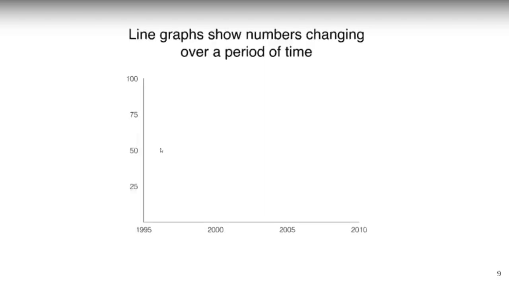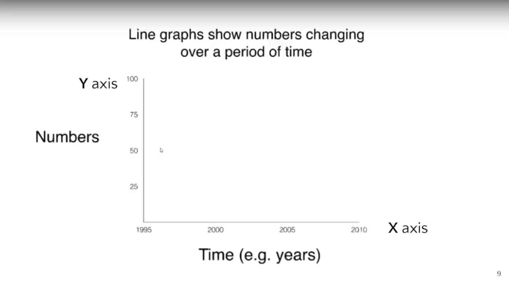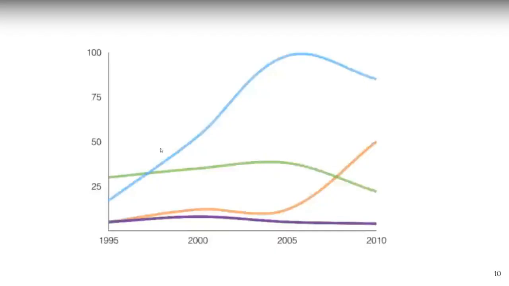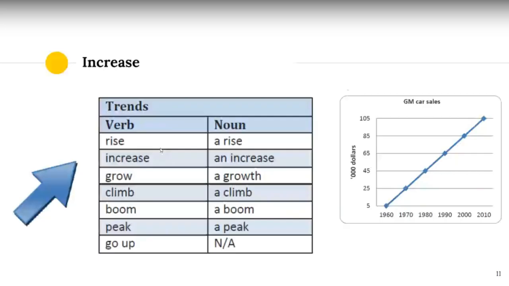So in a line graph, we have the y-axis, and in the y-axis you will always have numbers, okay? And we have the x-axis, and the x-axis will have time, years, etc. Line graphs mostly show numbers changing over a period of time. You will probably have something that looks like this, okay?